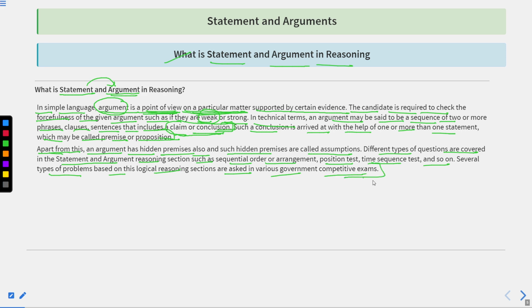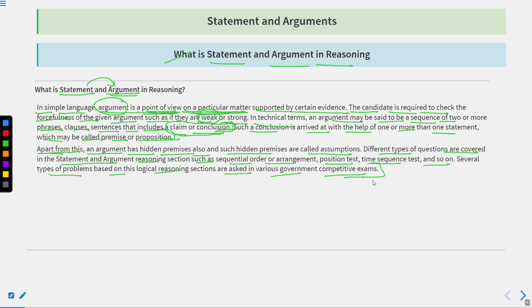So I've already informed you that you will get a lot of questions related to statements and arguments in your competitive examinations, which are related to logical reasoning. I suppose you've understood what exactly statements and arguments mean when we are talking about the logical reasoning portion, and what exactly we need to understand from the word statement, and from the word argument.